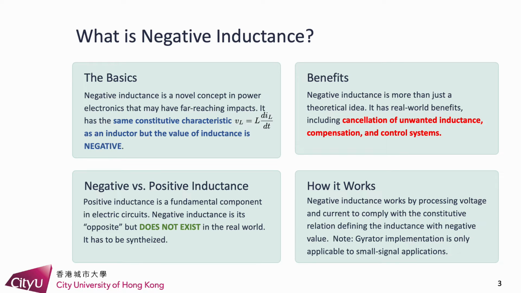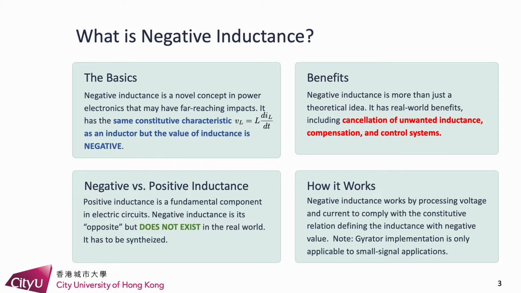So, what is negative inductance? In a nutshell, and conceptually, it is just a device that follows the same constitutive relation or definition of an inductor, that is, the voltage being proportional to the rate of change of current, or V equals L di/dt, but the value of the inductance is negative. So what does that mean? Well, a negative inductance is like the opposite of an inductance, but it does not exist in the real world.